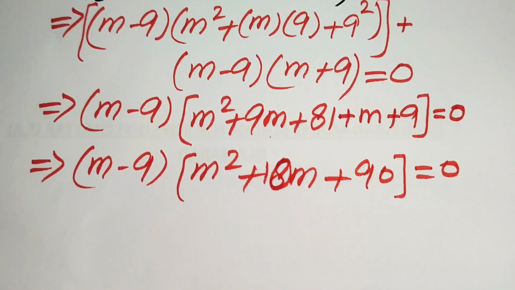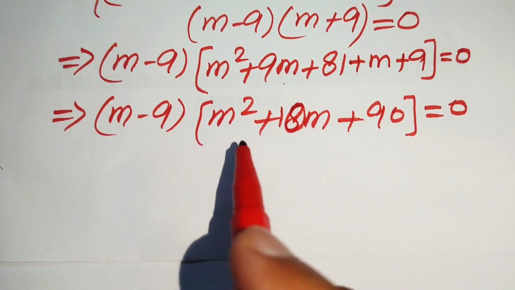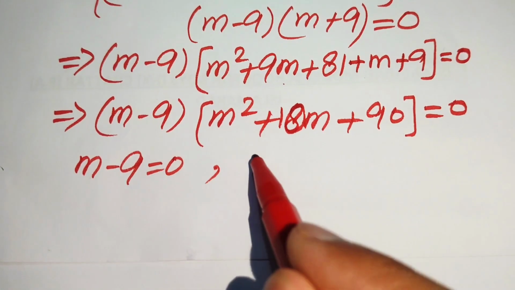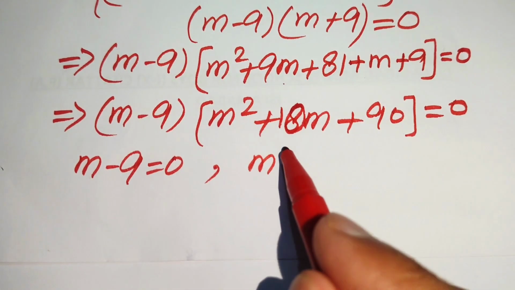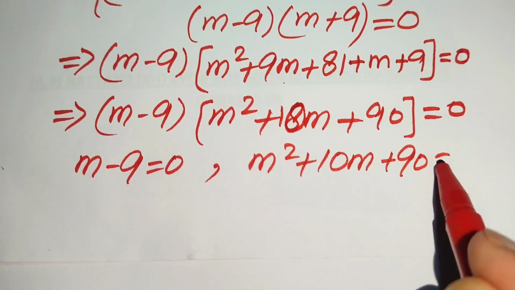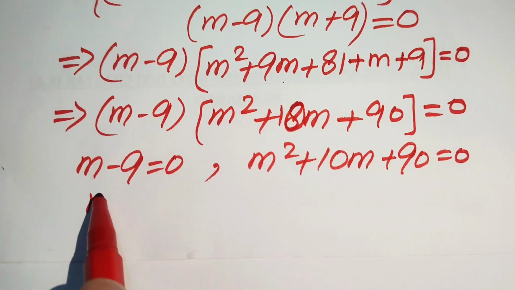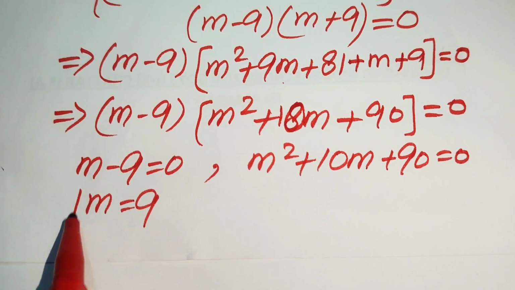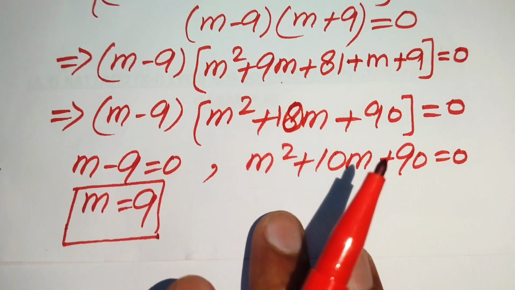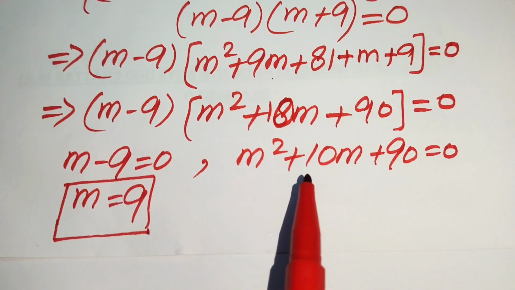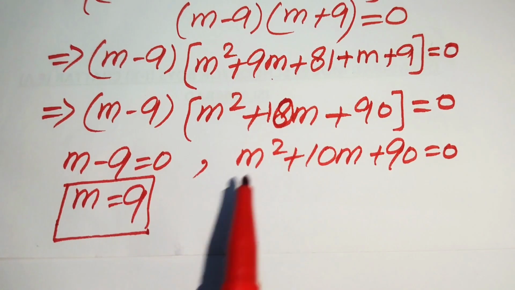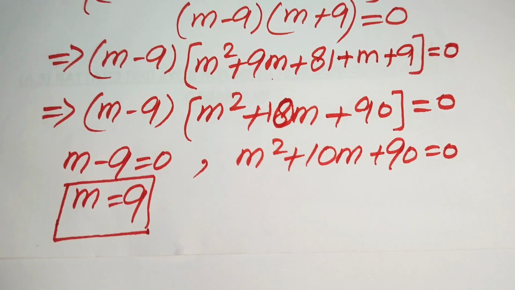So here we have two factors, so we make two cases here. The first case is we take m minus 9 equals 0, and the second case is we take m square plus 10m plus 90 equals 0. So in this case we get the first real root of the given equation: m equals 9. So this is our first real root, and now in order to find the other roots we need to solve this quadratic equation. To solve this quadratic equation, we use the nice quadratic formula.